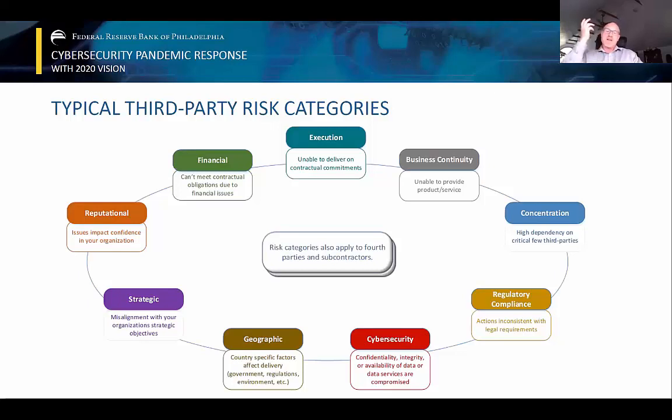That said, I'm not saying we shouldn't have a pandemic response plan. We shouldn't not have a pandemic response plan. What I recommend is that we include some third-party considerations within pandemic response plans, and some of those considerations could come from things that we talk about today. One thing about a pandemic is it does highlight the importance of a number of these risk categories, such as business continuity and cybersecurity, financial risk, execution risk, and fourth-party risk.